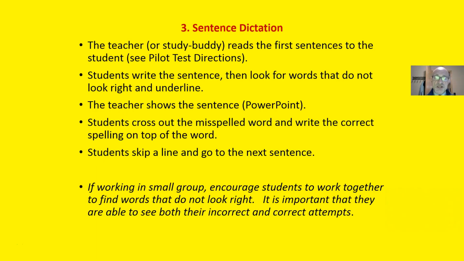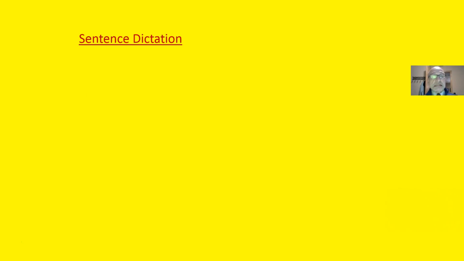Sentence dictation. This can be done with a teacher or a study buddy. The teacher dictates the sentence, reads the sentence out loud. Students write the sentence on a sheet of paper, and then you ask them which word does not look right. And usually they can find the word that is not spelled correctly. You then show them the correct sentence. So this sentence is shown on the PowerPoint. They cross a line through the word that's not spelled correctly, and they write the correct spelling on top.